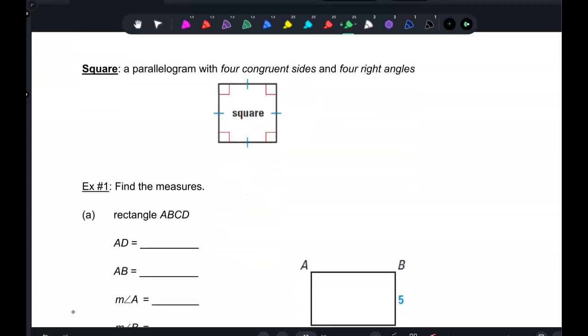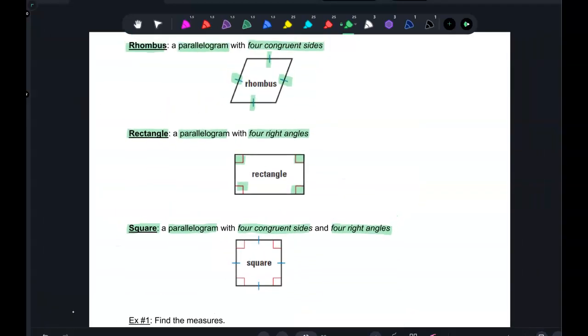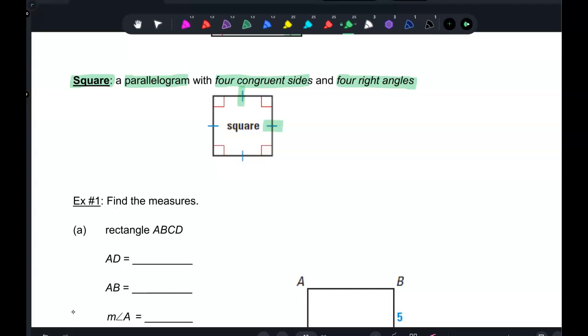And lastly, we have a square. This is a parallelogram with 4 congruent sides and 4 right angles. So if you think about combining the definition of a rhombus and a rectangle, you get yourselves a square. So we can see all 4 sides are congruent, and we have to have 4 right angles. We have to have both of those two in order for it to be a square.